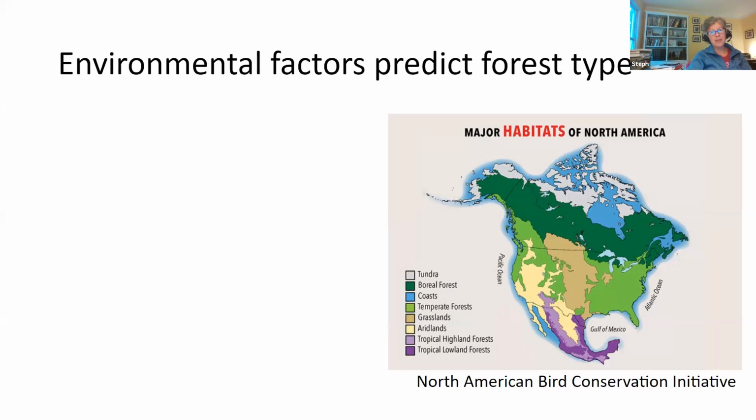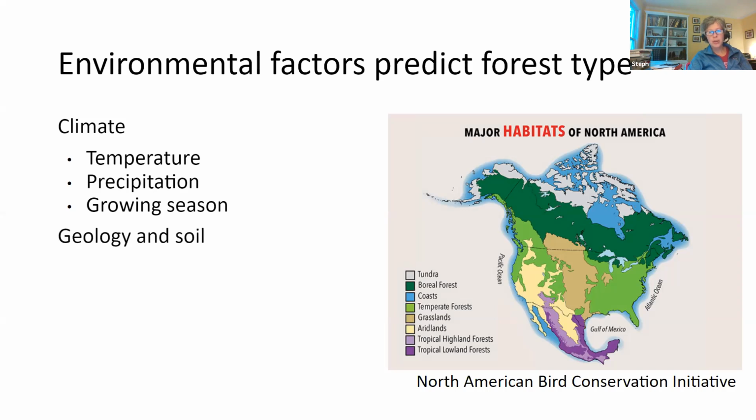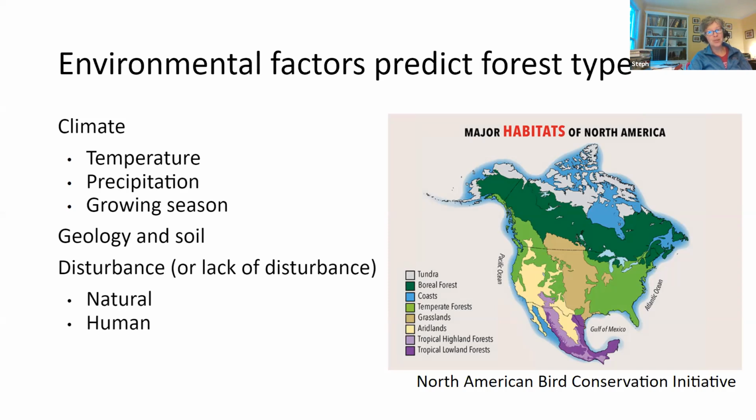But maybe for the purposes of this map, this broad distribution is fine, right? So we can predict forest type on climate, temperature being a very important factor, but precipitation being nearly or just as important. The length of the growing season is also a really important factor. Geology and soils can dictate forest type. The disturbance or lack of disturbance to the forest can predict forest type. And that disturbance can be natural disturbance or it could be human disturbance.